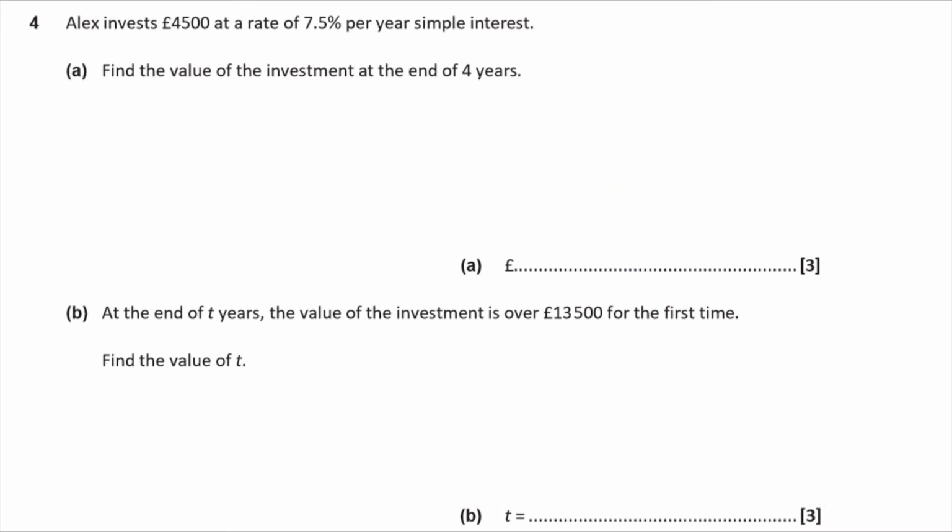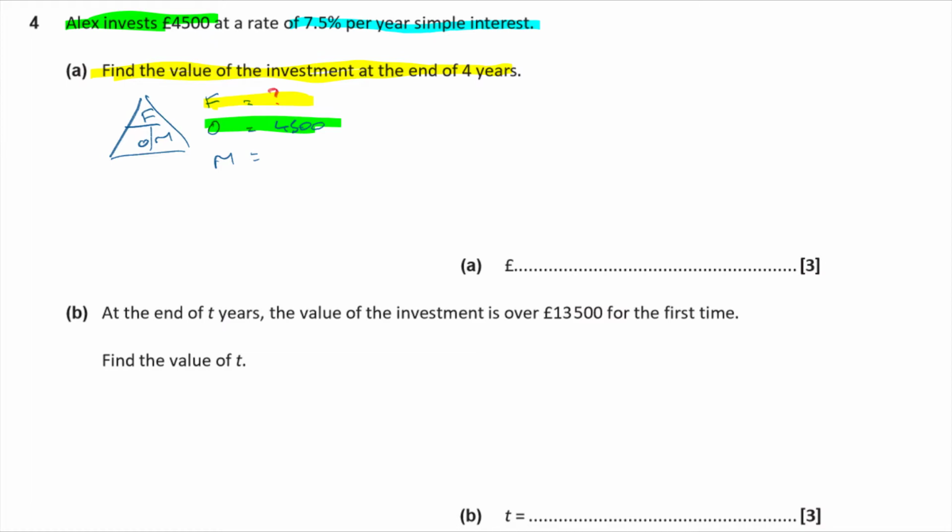Question 4. Alex invests £4,500 at a rate of 7.5% per year, simple interest. Find the value of the investment at the end of 4 years. Okay, so final, original, multiplier. What's what here then? Well, the final is what we want to try and find at the end of 4 years. That's the one we want to find. Original is the amount that we started with. So that is 4,500.